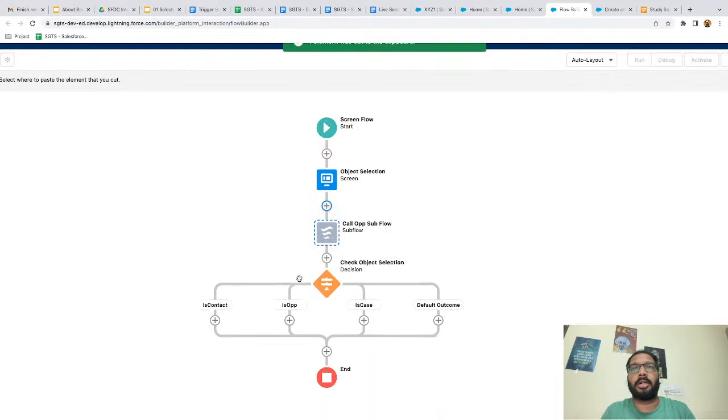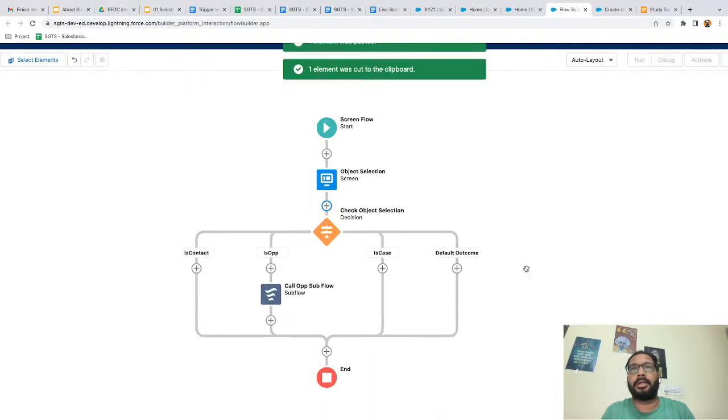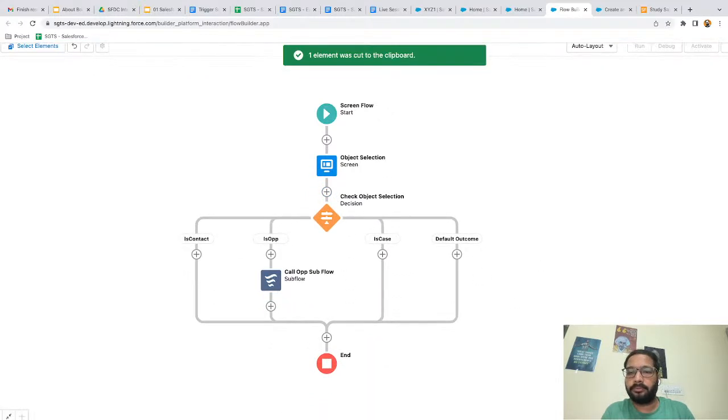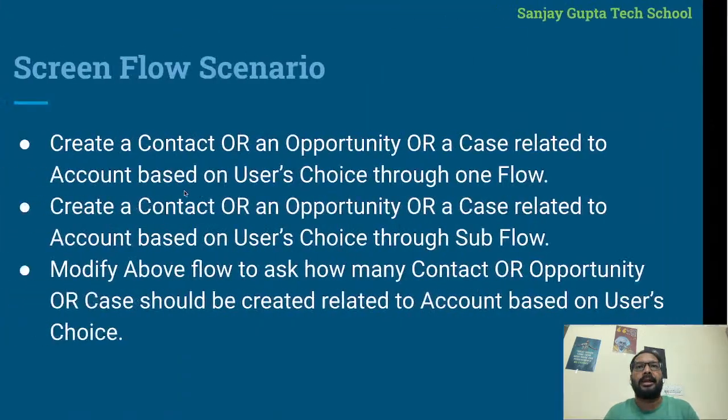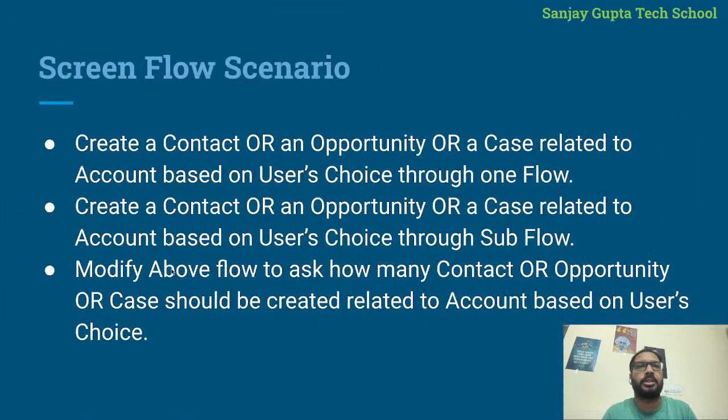Okay, if you want it back here, you can just do it right away. Okay, so I think I just answered all the questions. Now let's jump to the next use case, which says modify above flow to ask how many contacts or opportunities or cases should be created related to an account based on the user's choice.